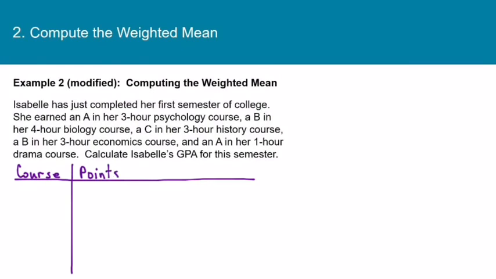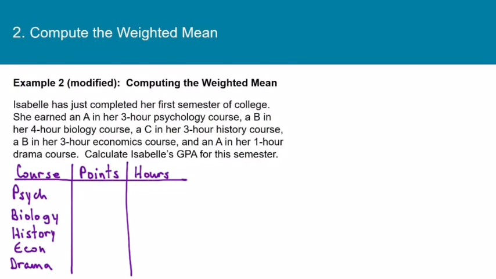Well, let's make ourselves kind of a little table. So here I've got a place for each course, the number of points she got for that course, in other words, her grade, and the number of hours each course is worth, because you know from experience that a course that has more hours counts more heavily in your GPA. So here are all the courses that she's taking. Now an A is worth 4 points, a B is 3 points, a C is 2 points, a D is 1 point, and an F is no points.